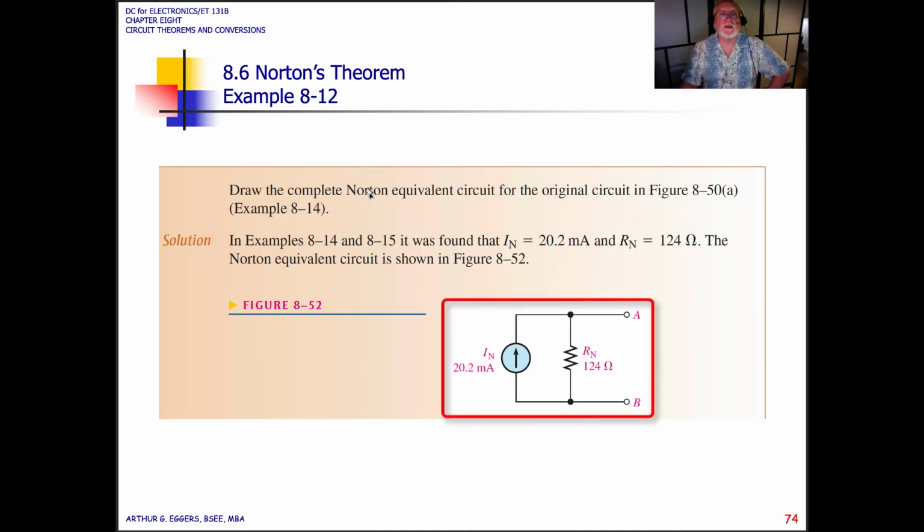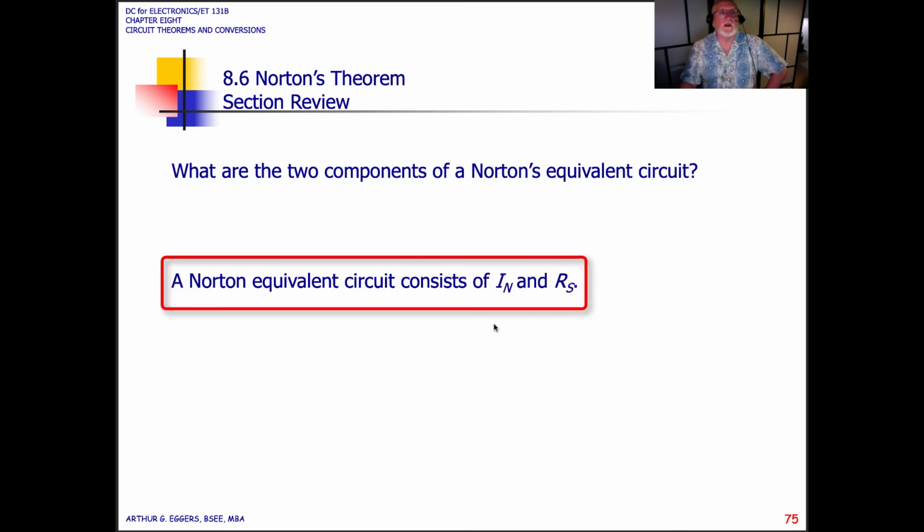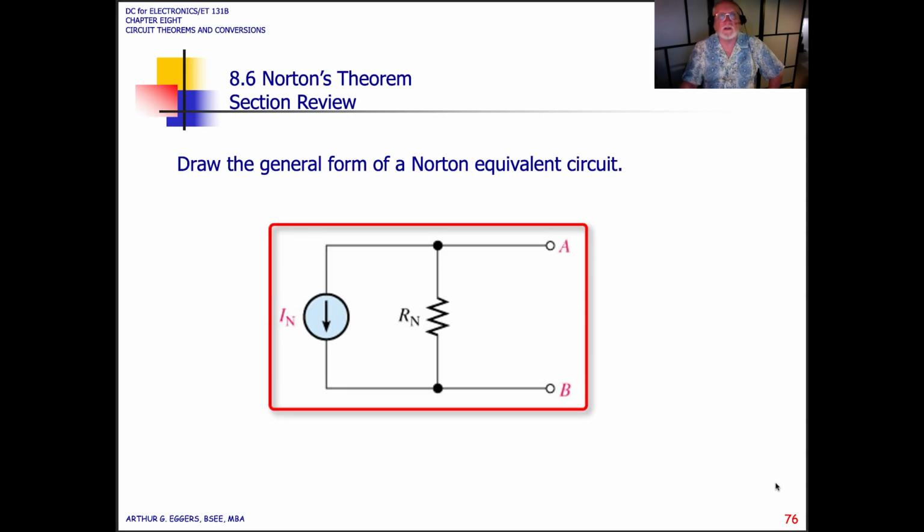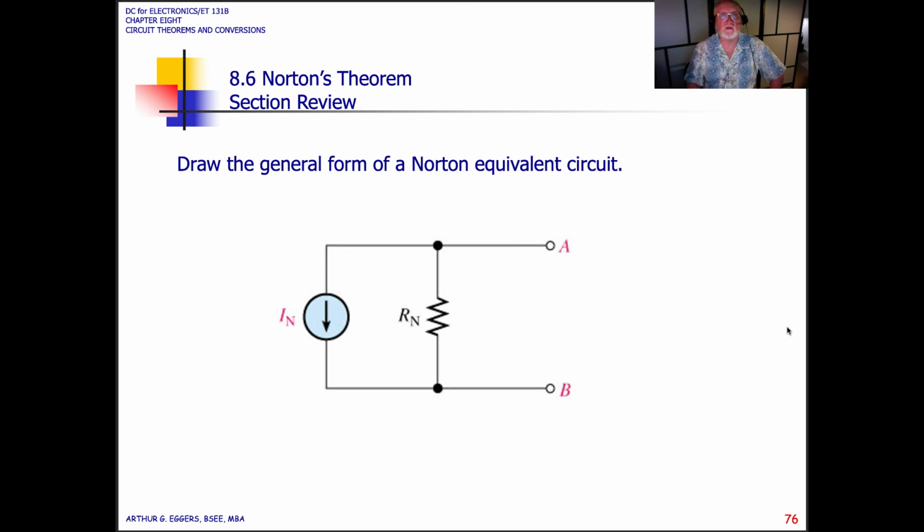If we draw the completed Norton equivalent circuit for the original circuit, you can see we have I Norton 20.2 milliamps, R Norton 124 ohms. So what are the two components of a Norton's equivalent circuit? Well, that's I Norton and R Norton. Next. Draw the general form of a Norton equivalent circuit, just as we saw before. There is the I Norton current source. There is the R Norton internal resistance.